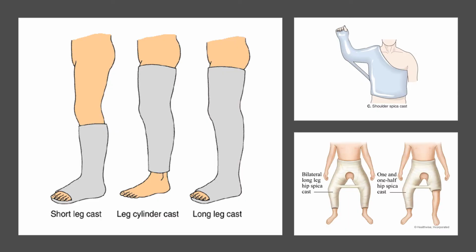Again, just some examples of casts. On the left-hand side, we have a short leg cast. In the middle is a leg cylinder cast, and then on the right of this picture is a long leg cast. Top right here is a shoulder spica cast, and this rod actually just helps support the strength of the cast to keep that arm in the proper position and proper alignment.